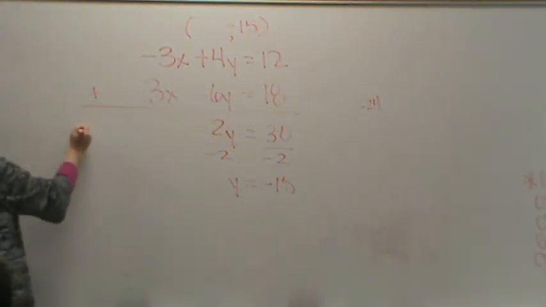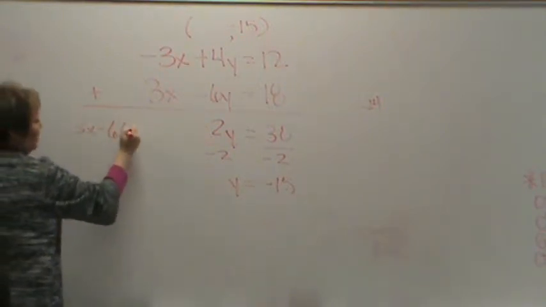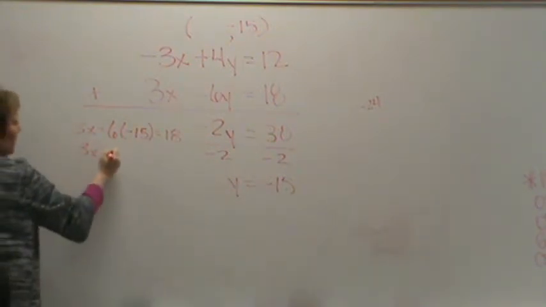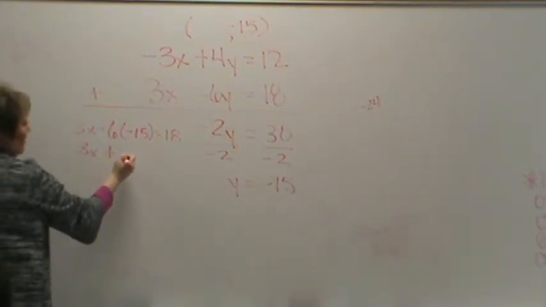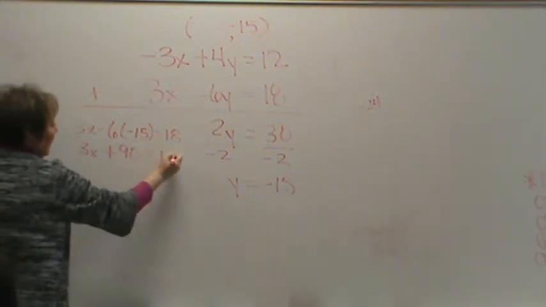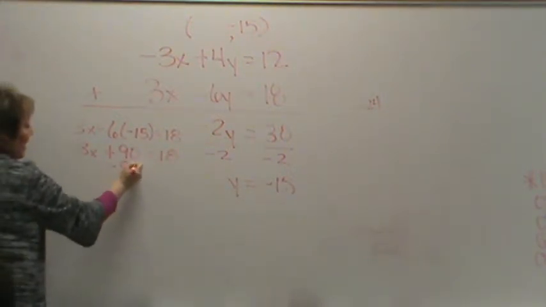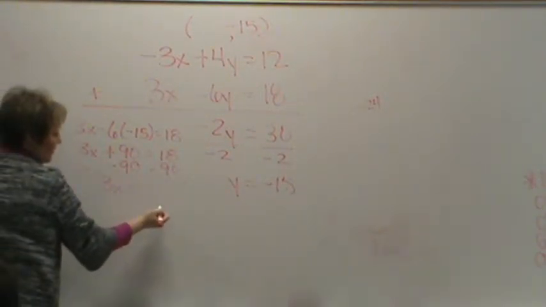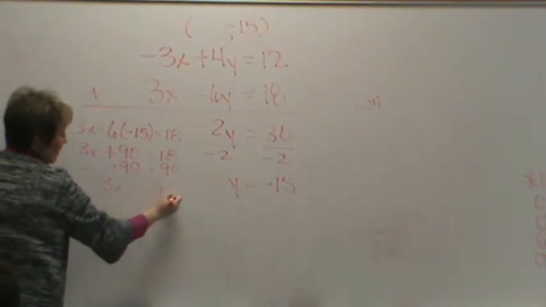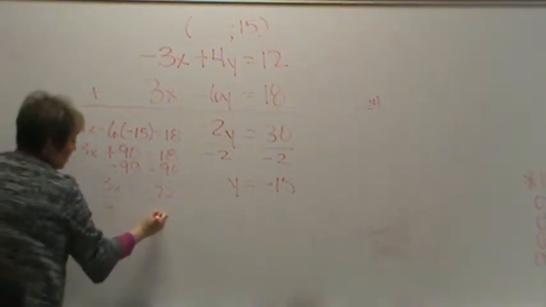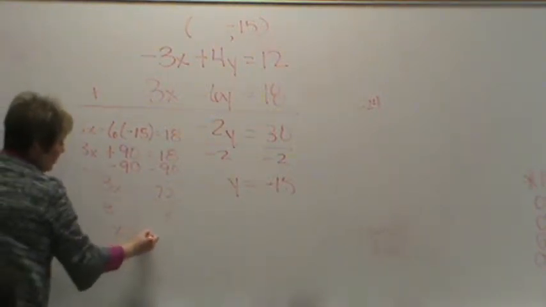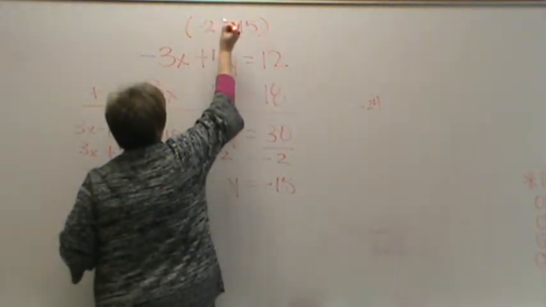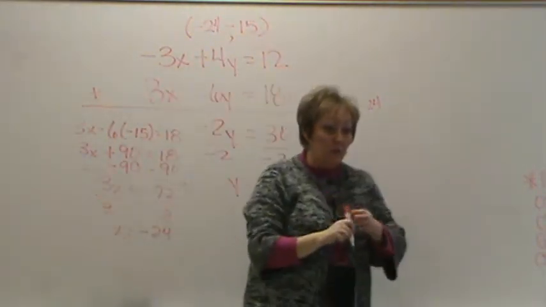Alright, so we got 3x minus 6 times negative 15 equals 18. 3x plus 90 equals 18. Subtracting 90, we get 3x equals what? Okay, so true. Okay, got the same thing, except backwards. x equals negative 24. Okay, so we are in agreement, both sides of the room, that x equals negative 24, and you're correct.